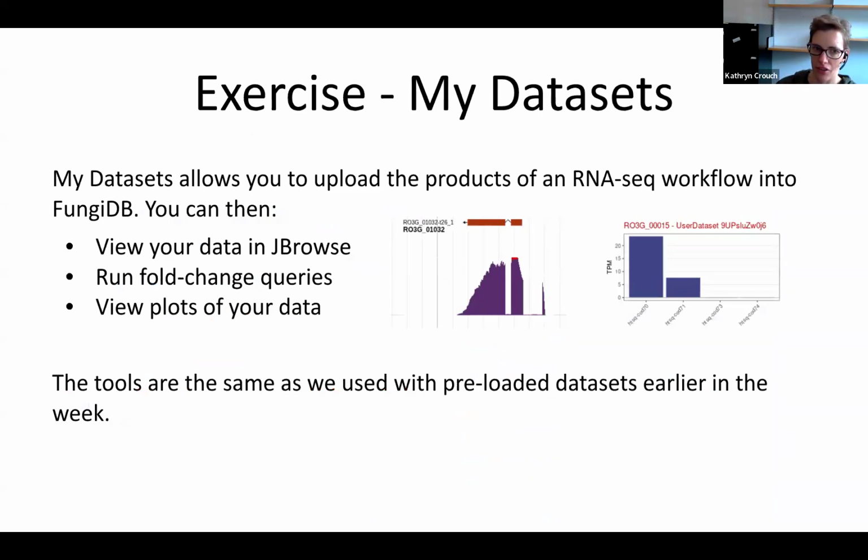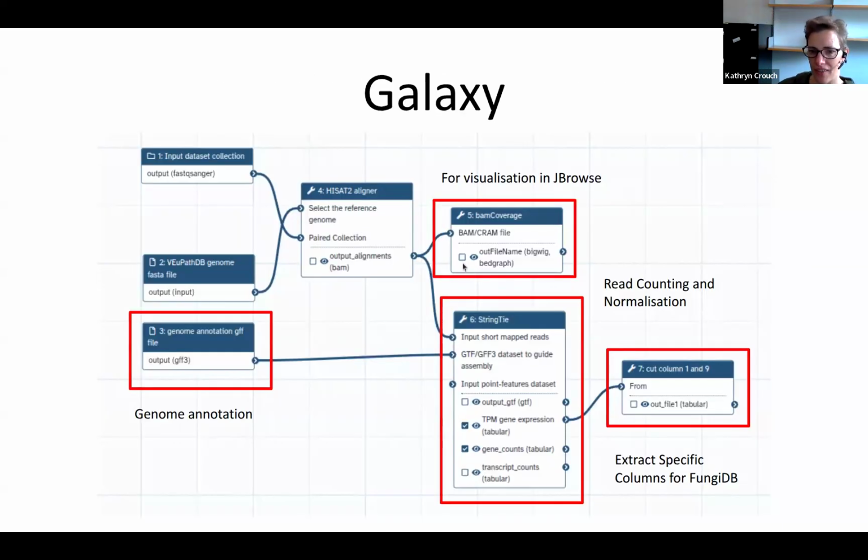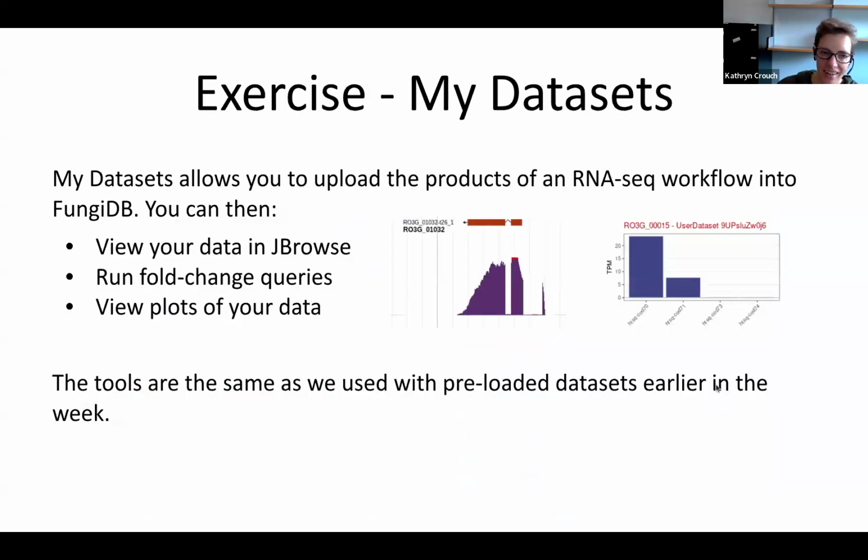The first exercise on Thursday is using the My Datasets tool in FungiDB. And what My Datasets does, or one of the things that My Datasets does, is it allows you to run a workflow that looks like this, and then upload the output from that workflow into FungiDB. So you can upload these files for JBrowse, and you can upload this file here. And that allows you to use a lot of the tools that you've already explored in FungiDB to explore your own data. So you can view your data in JBrowse. You can run fold change queries the same way as you did at the beginning of the week on preloaded data. So that's the JBrowse plot there. You can view plots of your data like this.